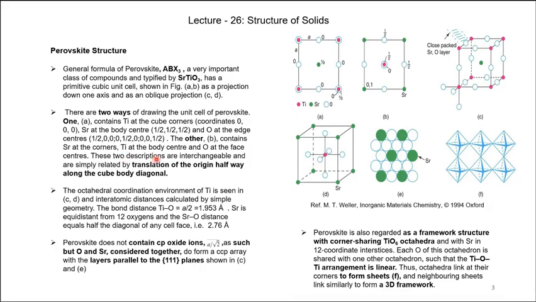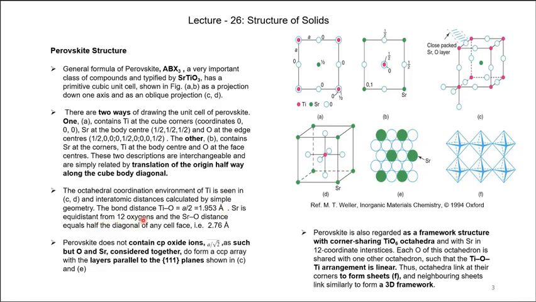We can interchange this, and they are simply related by translation of the origin halfway along the cube body diagonal. That's what we see in this diagram, as well as in this diagram. The octahedral coordination environment of titanium is seen in this figure, and we can calculate the interatomic distance from this diagram. Titanium oxygen distance is A/2. It comes to be around 1.953 angstrom.